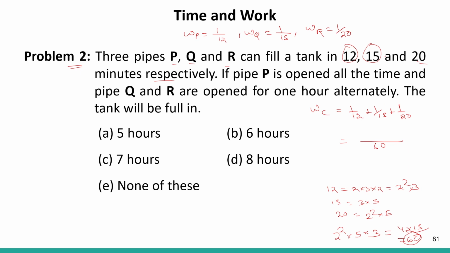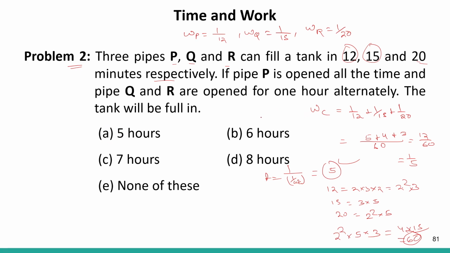So it will be 5 plus 4 plus 3, that is 5 plus 4 is 9, plus 3 is 12, over 60, right? So this implies the combined work rate is 1/5, right? So if the combined work rate is this much, the time taken T is equal to 1 by WC, which will be 5, right? So it will take 5 hours. Okay, but when will it take 5 hours? When they all work together.